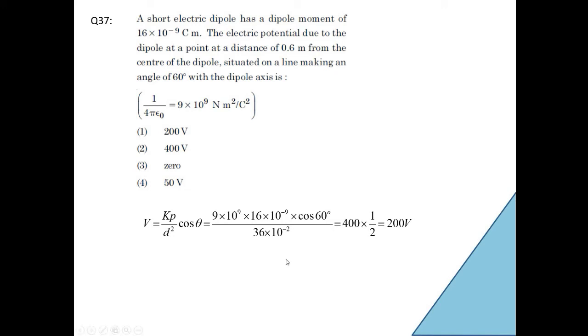Is it clear? Calculations can be done easily. So 10 to the power of minus 9, 10 to the power of plus 9, so 10 power 0, which is 1. Then cos 60 is half, written here. The remaining things you calculate: 9, 36, so 4 in the denominator. 16 is there, so 4 is again there in the numerator. 10 power minus 2 in the denominator. So 4 divided by 10 power minus 2, 400 into half. So 200 volt. So the correct option is option 1.